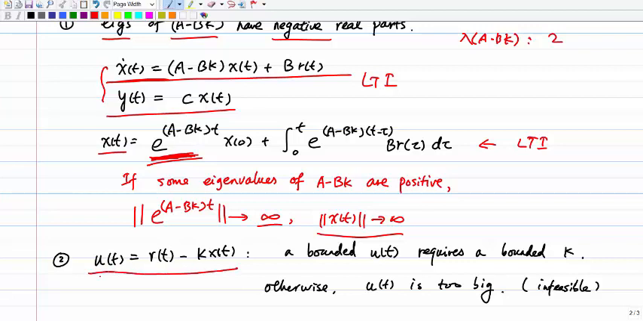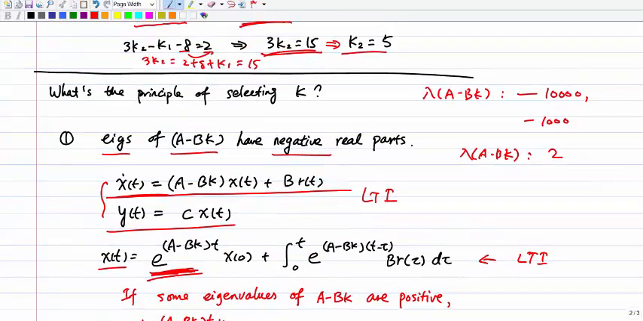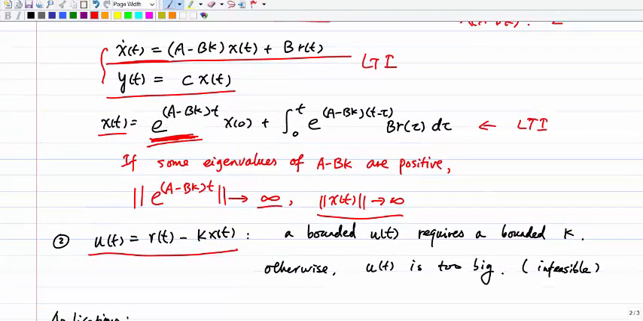The second principle is that typically you don't want the control input to be really big. For example, if you assign the eigenvalues in this way, it typically means your k can be really big. For the previous example, k1 may be something like 10,000 and k2 maybe 5200. It's too big. When you do that, this k is too big, which means your control input is very big.